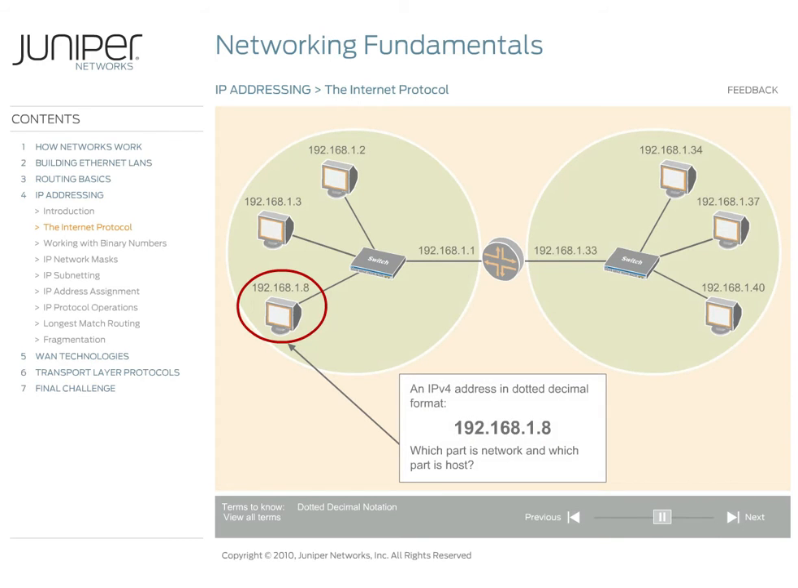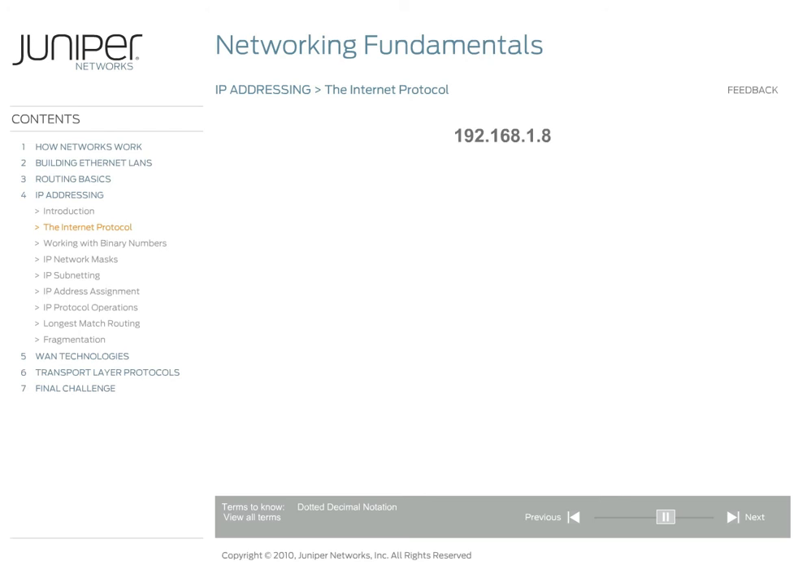Consider the example shown on screen now. All of the IP addresses in both networks begin with 192.168.1. How does the router know which addresses are in which network? To understand how routers work, you have to understand that they don't see addresses the same way we do.